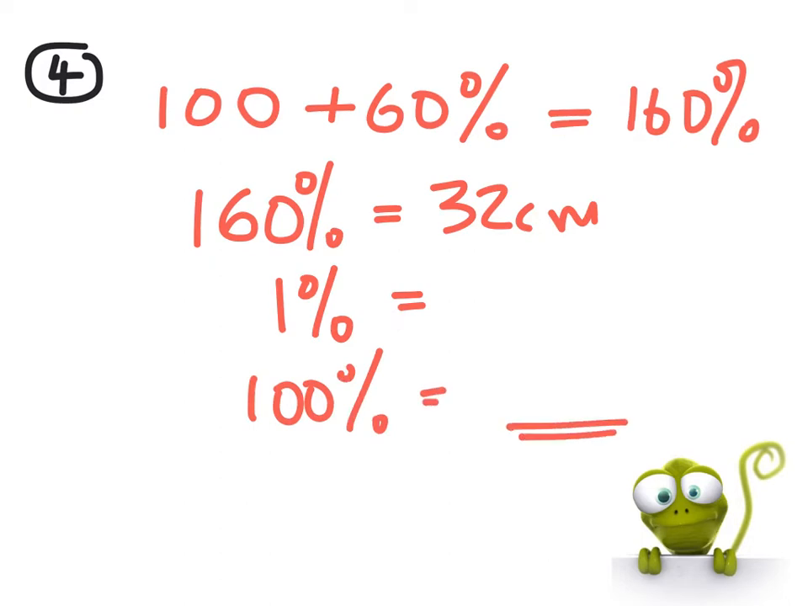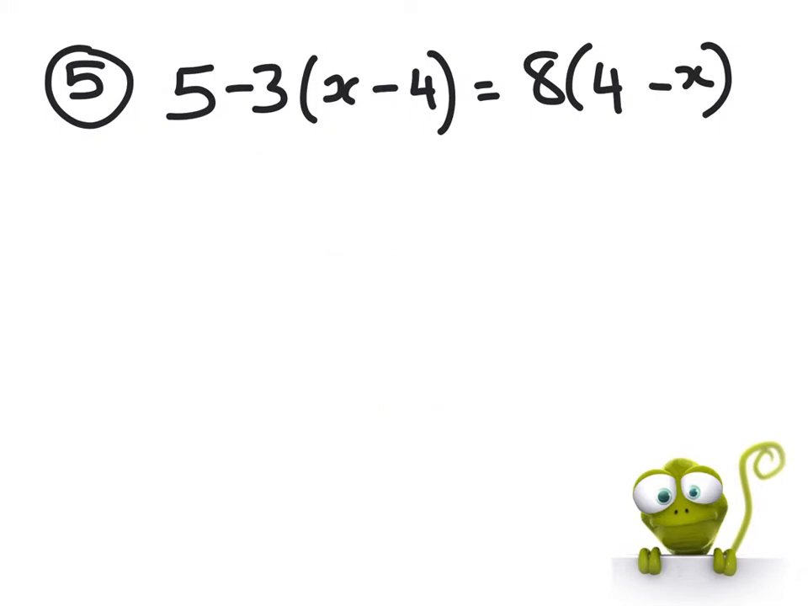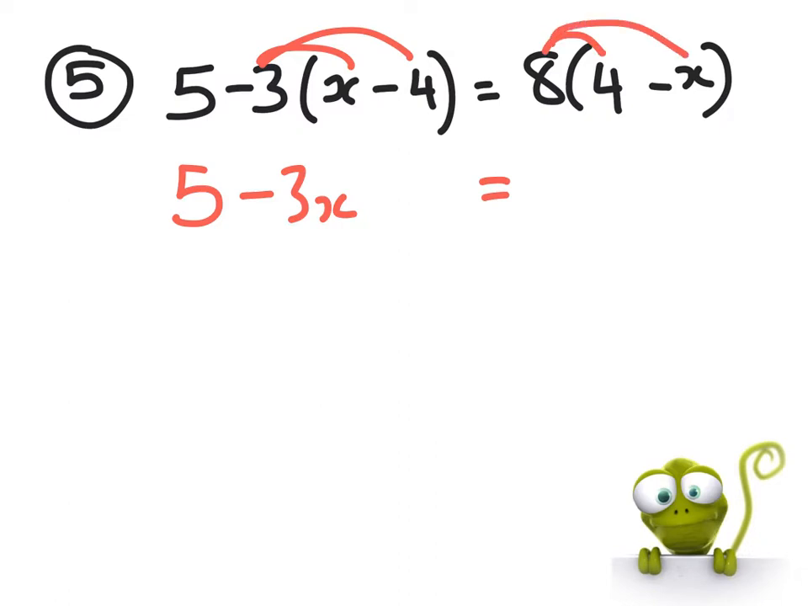Okay, non-calculator, remember. Question 5, equations. Okay, so first thing we do is we notice that we've got a 5 take away a 3, but we don't do anything with that, remember. So 5, and then it's negative 3 times x, negative 3 times negative 4, 8 times 4, 8 times negative x. You should be able to tidy all that up, and x should come out to be a nice easy number. Okay, it's not involved fractions or decimals, just a nice whole number.